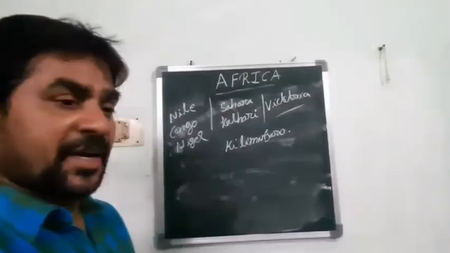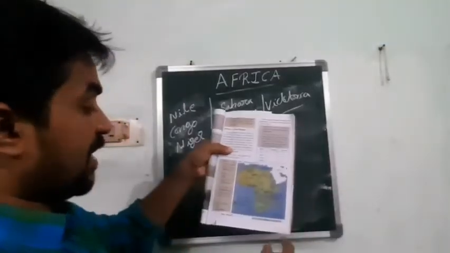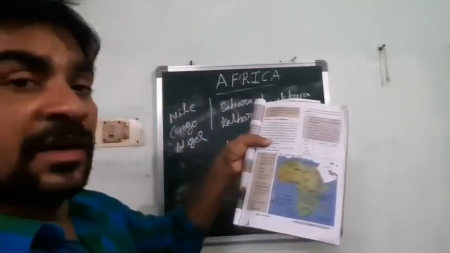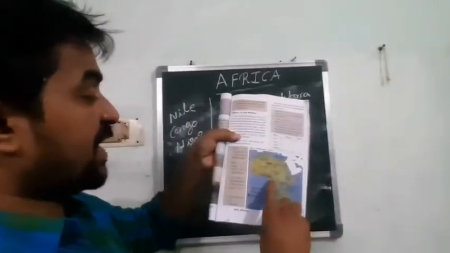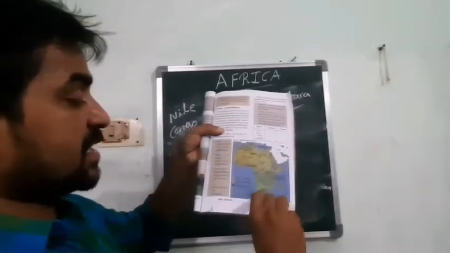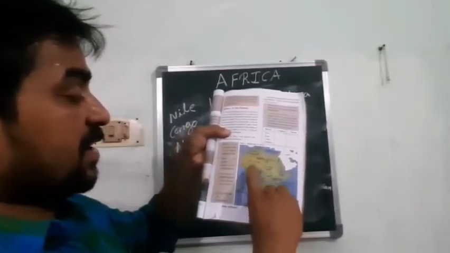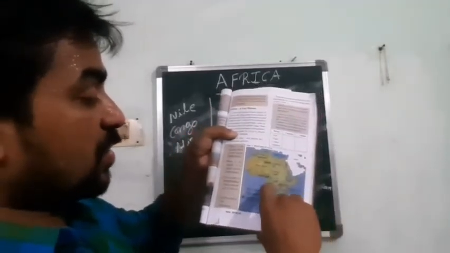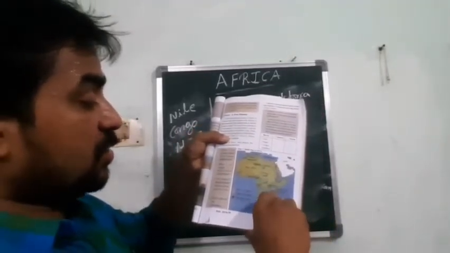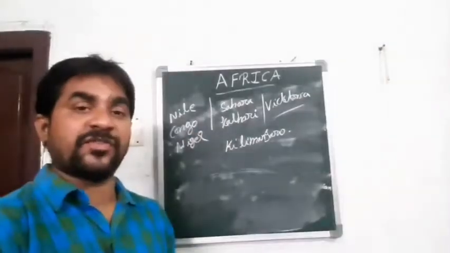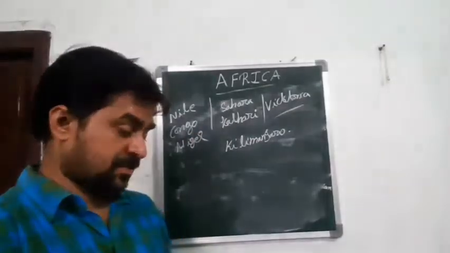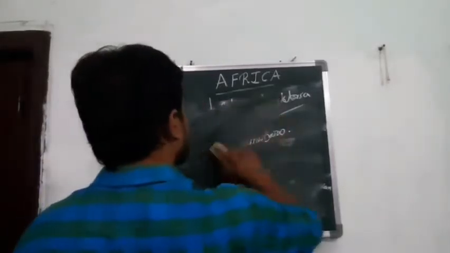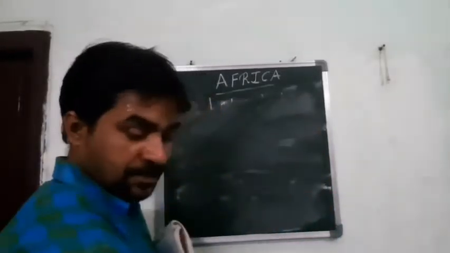And if you have any doubt, you can look at the map of Africa on page number 59. We can find this physical map of Africa. Here you see the Sahara Desert, Kalahari Desert, the river Nile going, Lake Victoria, the Congo River and Kilimanjaro. These are some different places you can find. And next is the climate of Africa.